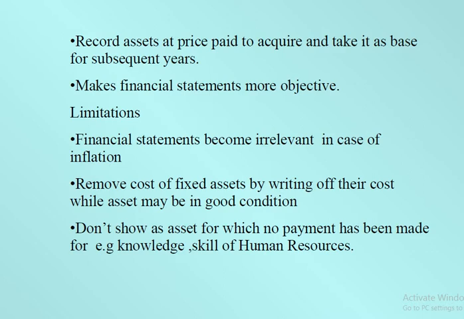What is the crux of this principle? There are certain points according to which you must regard your elements in the balance sheet. Record all the assets at the price paid to acquire them and take it as the base for subsequent years. It means that in subsequent years these assets will also be recorded as they were recorded in the previous year. This makes financial statements more objective. Yes, your financial statements will become more objective if you present the actual prices. But there are certain limitations as well. What are the limitations of this principle?